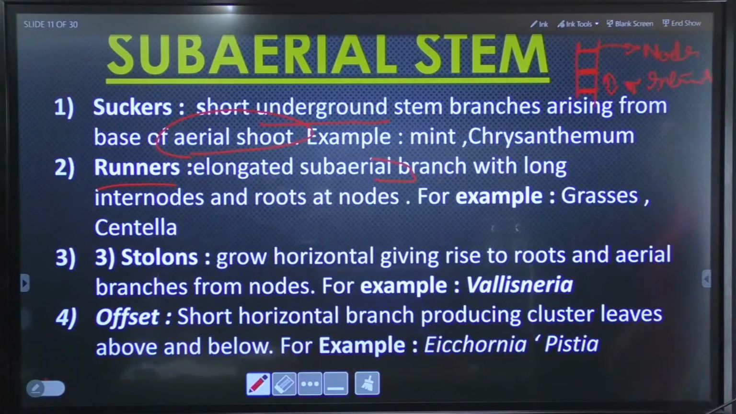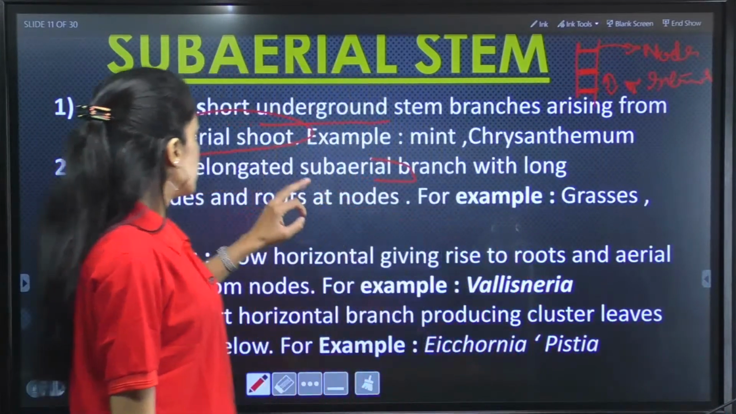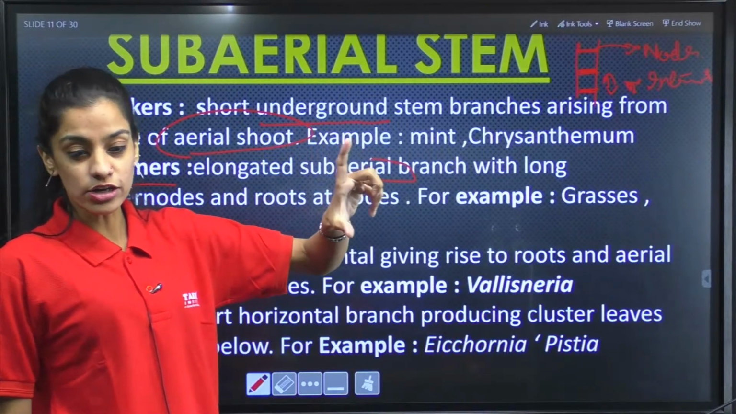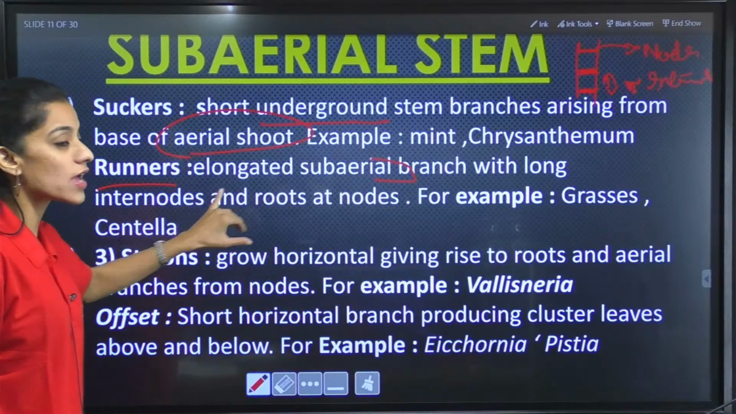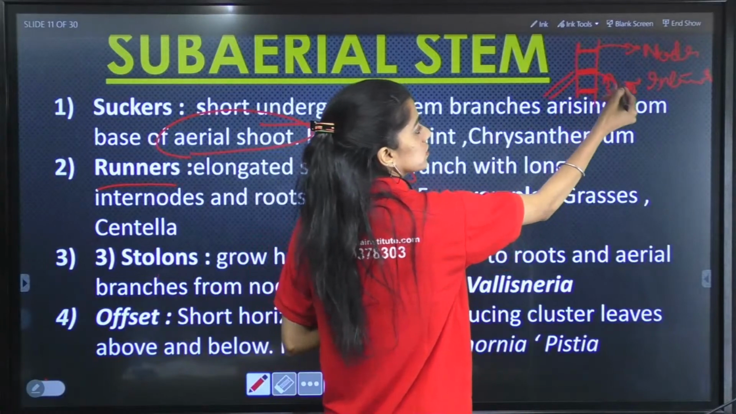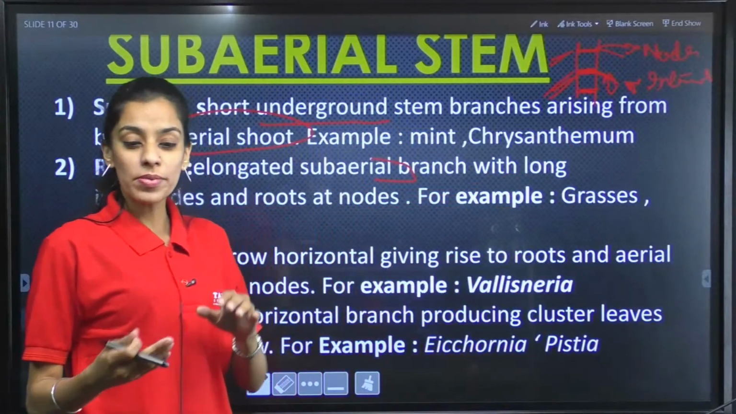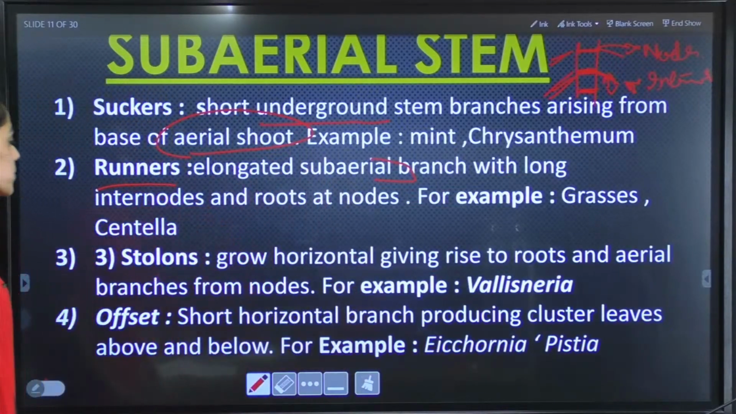Right. So the runner is the elongated subaerial branch which has long internodes, and the roots start to arise from these nodes. The roots are arising from here and you have very long internodes. For example, we have the grasses and the Oxalis.